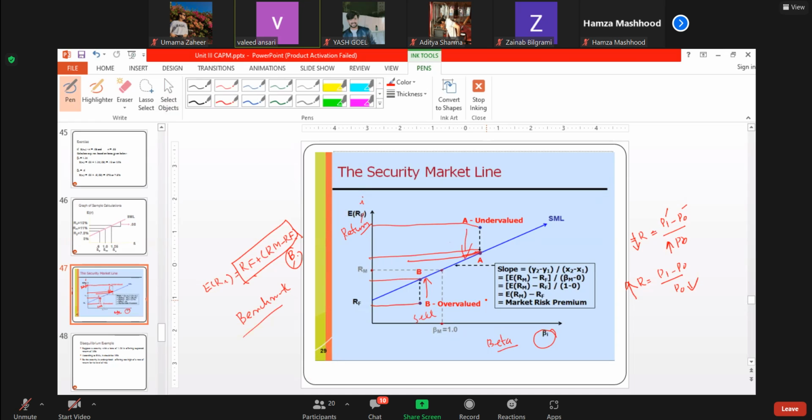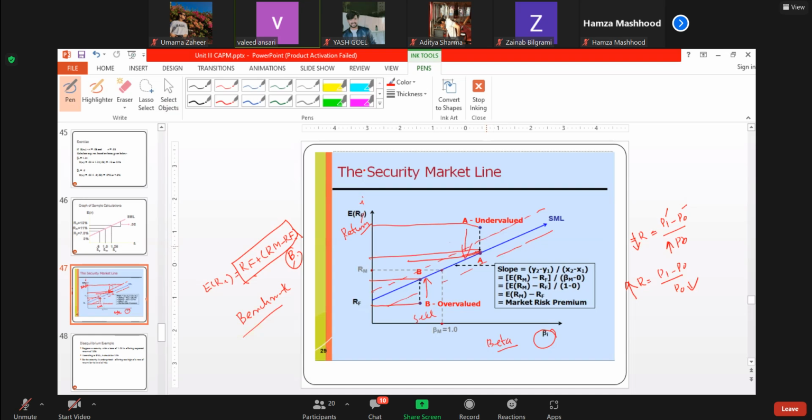In real life, what happens is that there might be some band around this line. For example, a security may not lie exactly on the line, because there are also transaction costs in buying and selling.